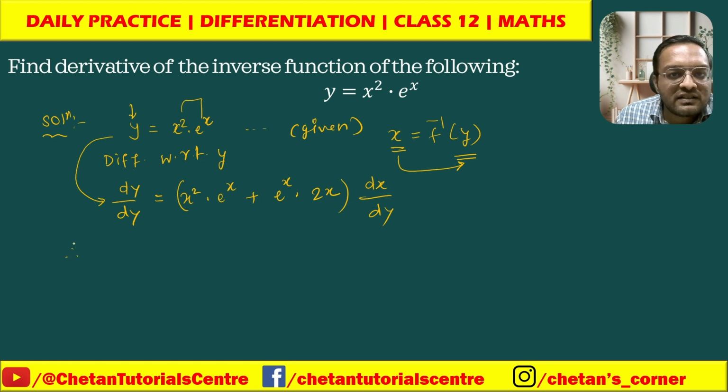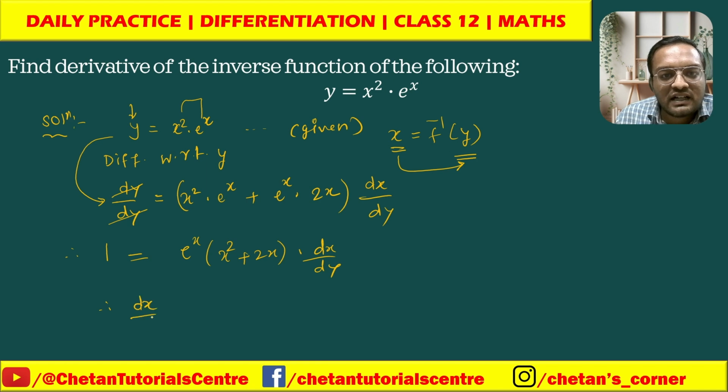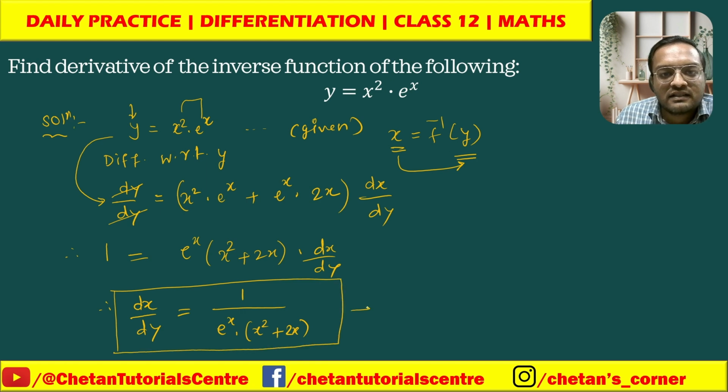Now I will simplify this. So dy upon dy will get cancelled and I will get 1. Then I will take e raised to x as common, and I will be left with x square plus 2x into dx by dy. Now I will simplify this. What I will get, dx by dy is equal to 1 upon e raised to x into x square plus 2x. So this is the required answer.